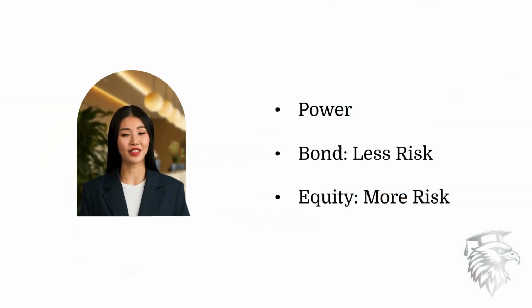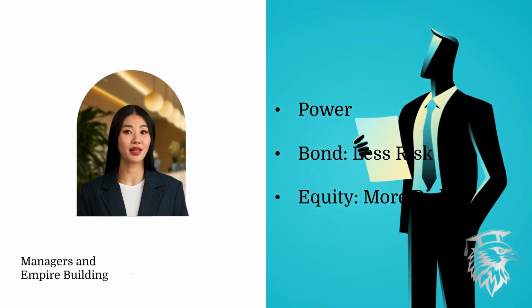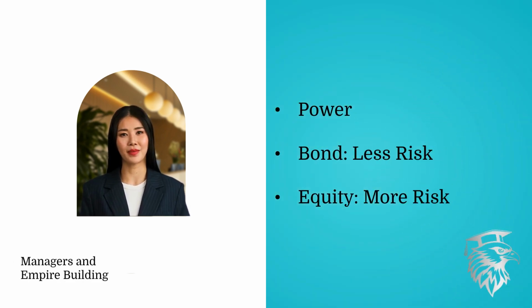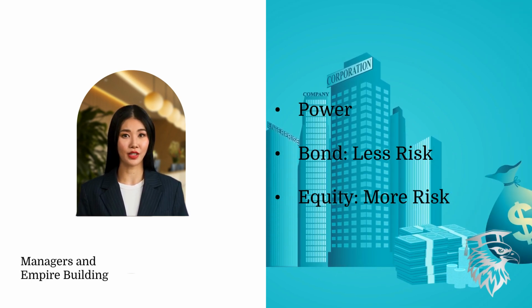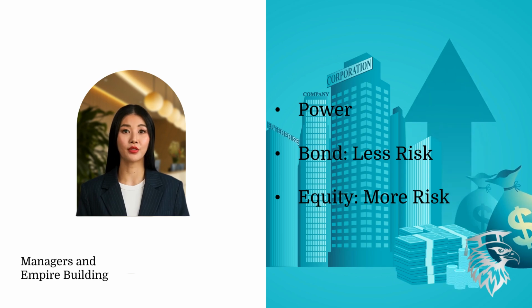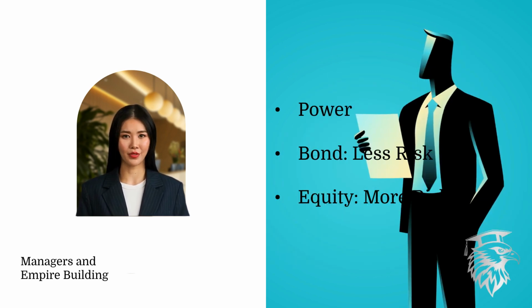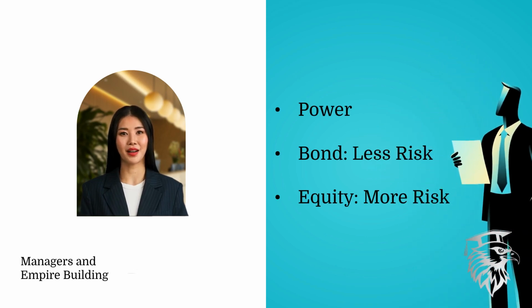Managers might also engage in empire building, which involves growing the company just to increase their own power and pay, even if it doesn't benefit shareholders. And let's not forget the potential conflicts between shareholders and bondholders. Since bondholders want less risk, while shareholders might push for more risk, hence creating an inherent conflict of interest between the two parties.